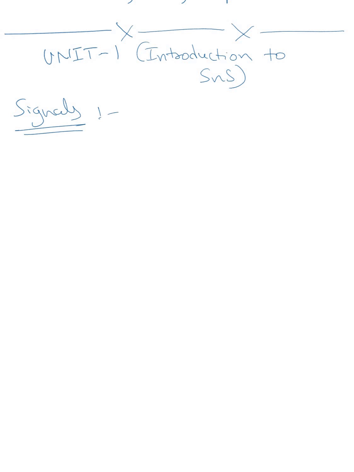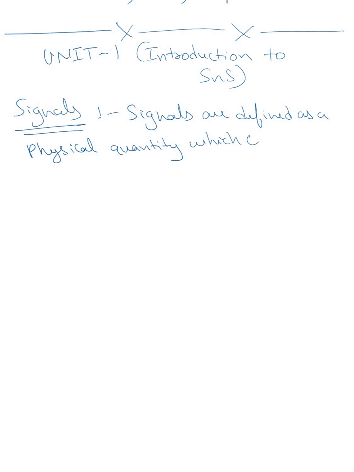How can we define a signal? Signals are basically defined as a physical quantity which can be represented mathematically and varies with time, space, or any other independent variable or variables.